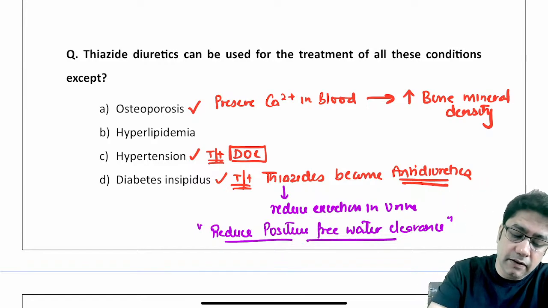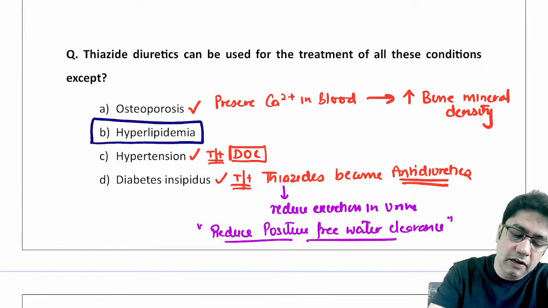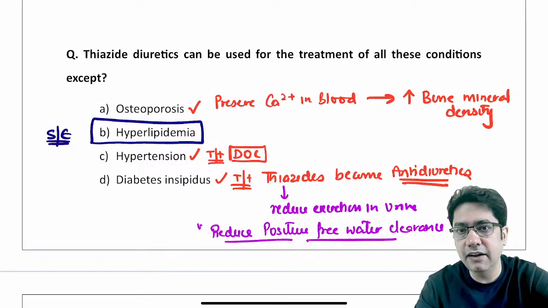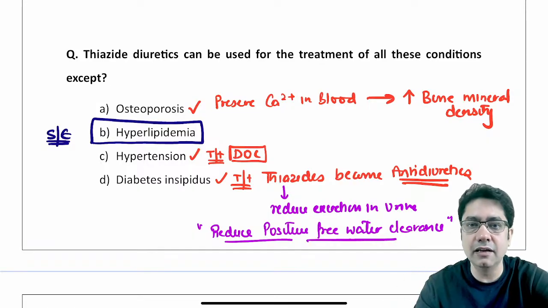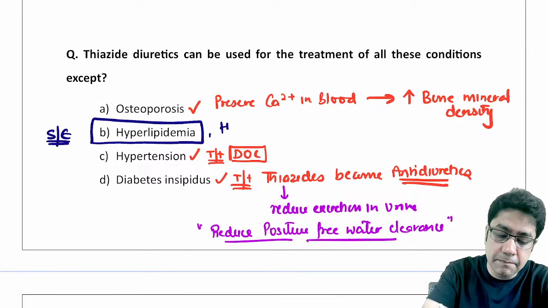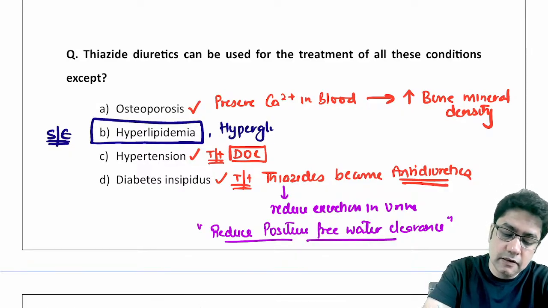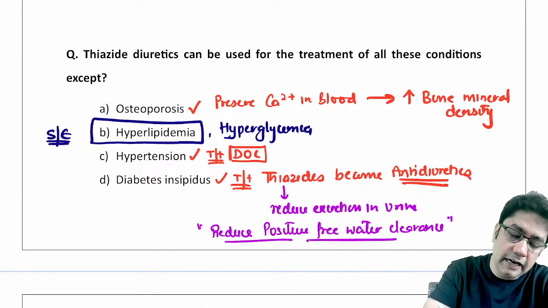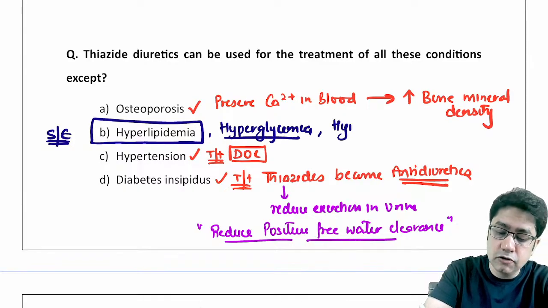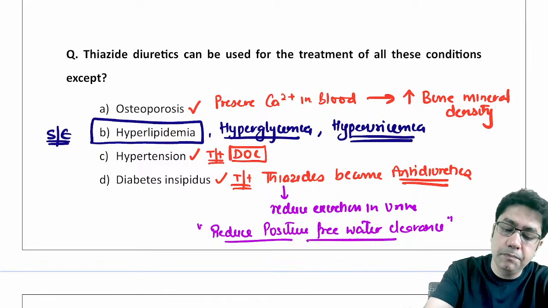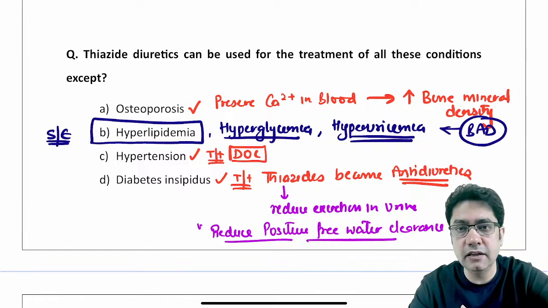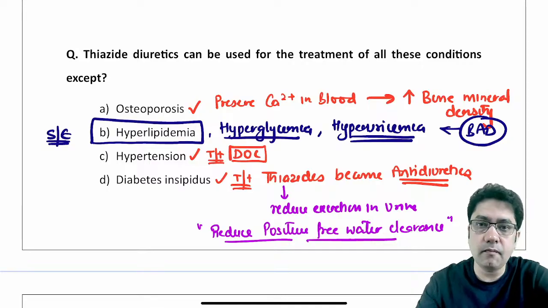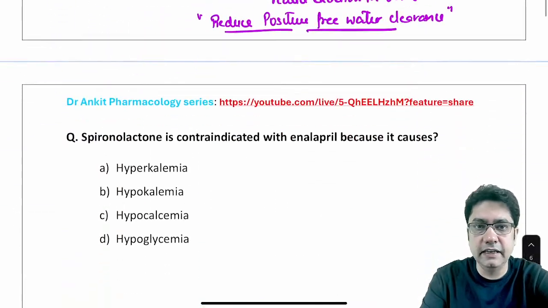So remember, thiazide diuretics are never given in the treatment of hyperlipidemia, because their side effect is that they increase lipid level in the body. They can also cause hyperglycemia, so that is why they are bad for diabetes mellitus. They can also cause hyperuricemia, so they are bad for gout patients also. So hyperlipidemia, diabetes and gout are side effects of thiazide diuretics.